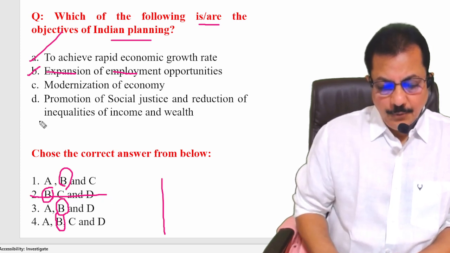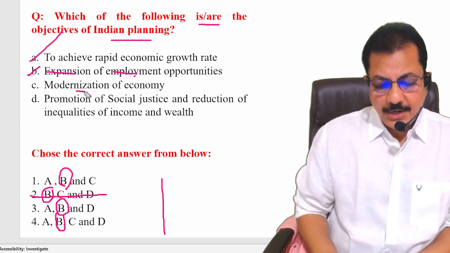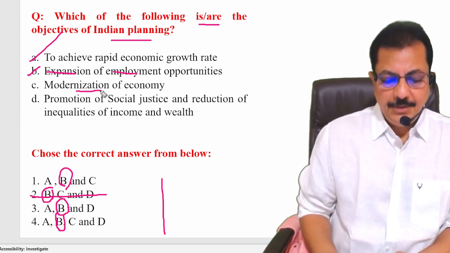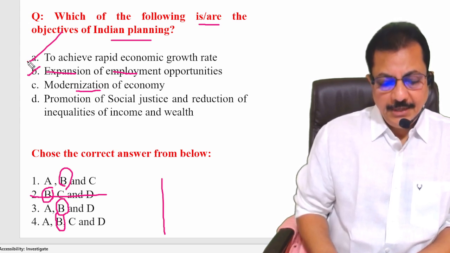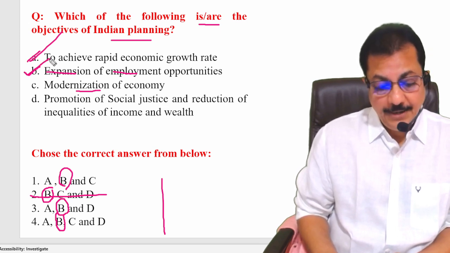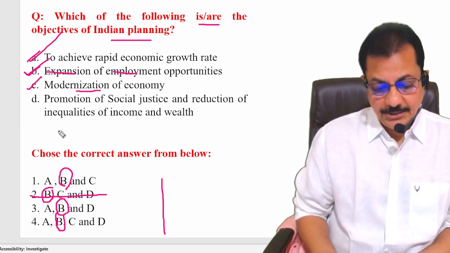Now, if you look at C, modernization of economy. Yes. So we know that A is correct. Already we have decided B is correct without reading. When it comes to C, this is also correct, we understood. So A, B, C are correct. So then obviously 3 is not my answer.